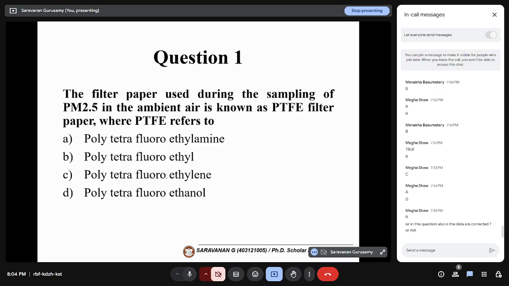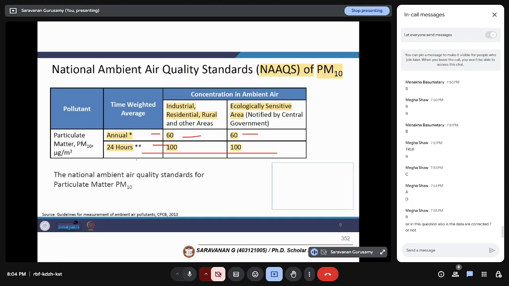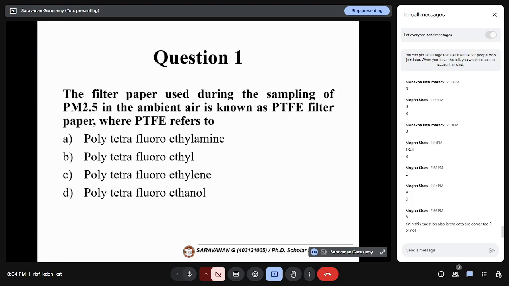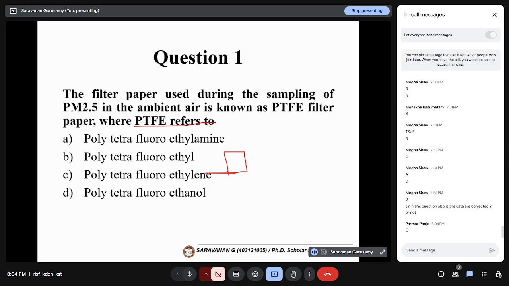Okay, in the 12th week, I think this is the question you have to do today. I am just revealing the answers. I hope you have done the questions. This is the last week, so I am revealing the answers today. PTFE refers to the filter paper used not for PM10 but for PM2.5. What is it called?